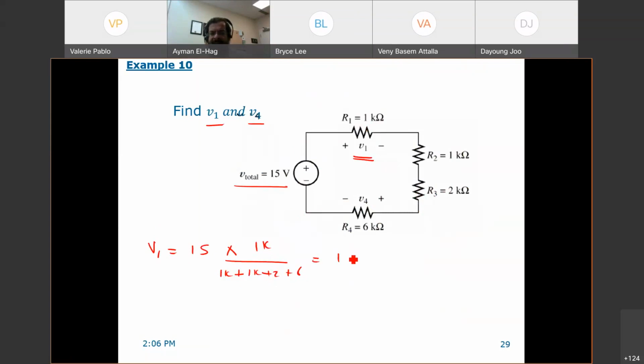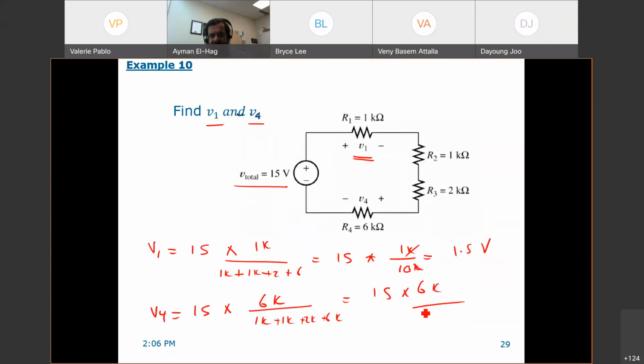So this becomes 15 times 1 divided by 10. Now the kilo will cancel, so this becomes 1.5 volt. If I want to find V4, it's the same thing: 15 times 6 kilo divided by 1 kilo plus 1 kilo plus 2 kilo plus 6 kilo. So it's equal to 15 times 6 kilo divided by 10 kilo. The kilo will cancel, and this gives me the -9 volt.